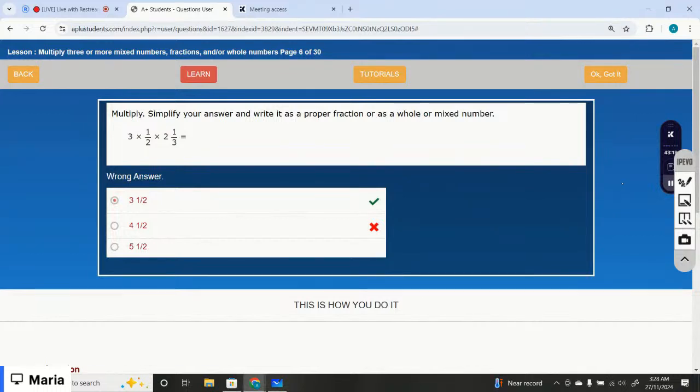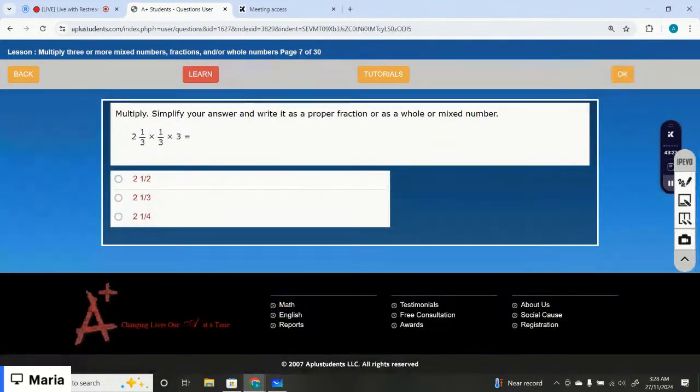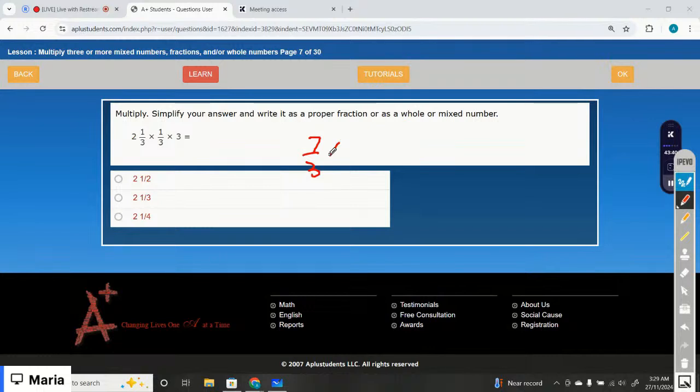3 whole 1 by 2. The correct option is option number 1. 2 whole 1 by 3 times 1 by 3 times 3. That is 3 times 2 is 6 and 1 is 7 over 3 times 1 over 3 times 3. 3 and 3 cancel out. 7 over 3. So which is the correct option?